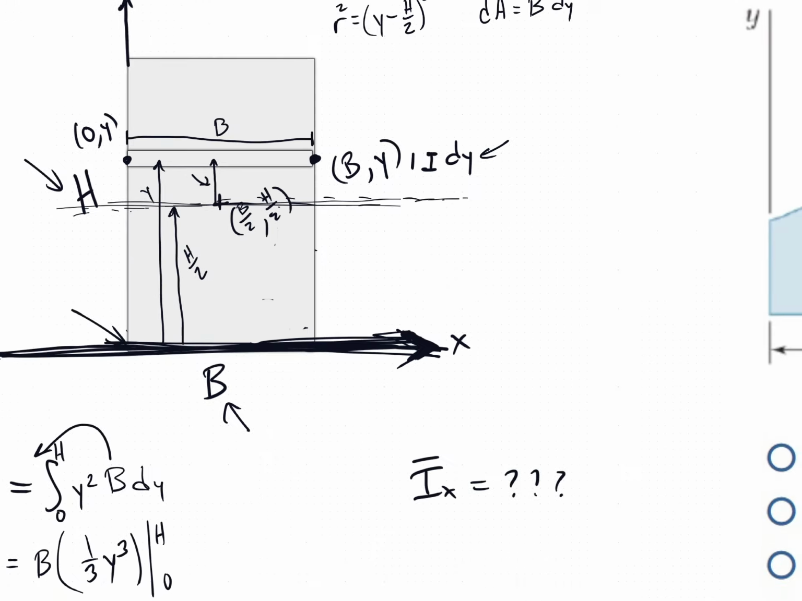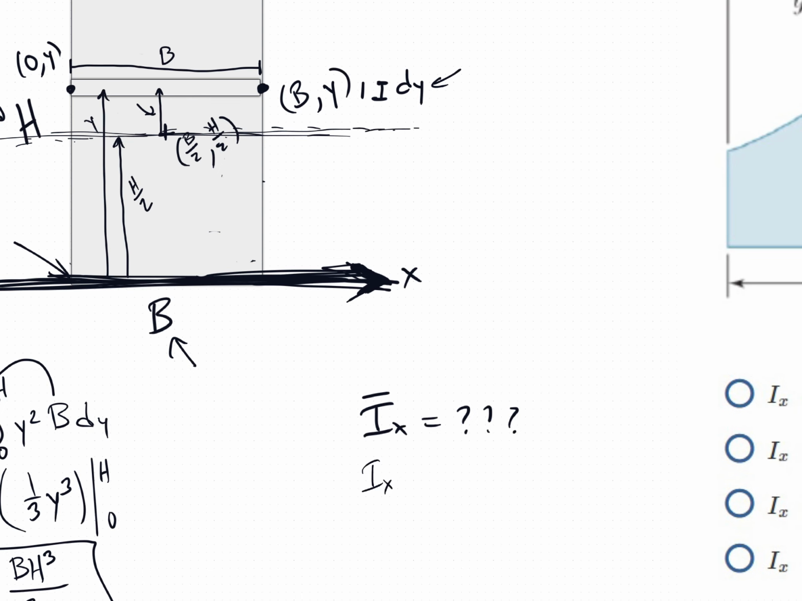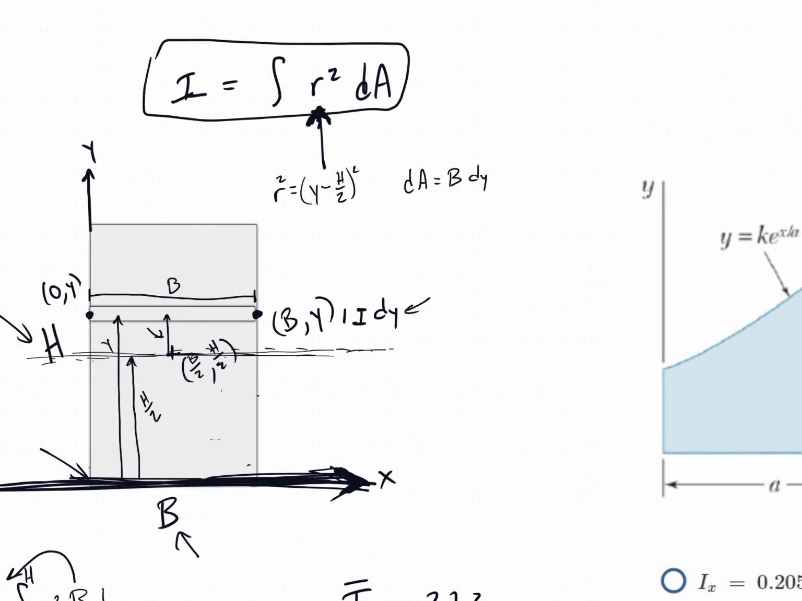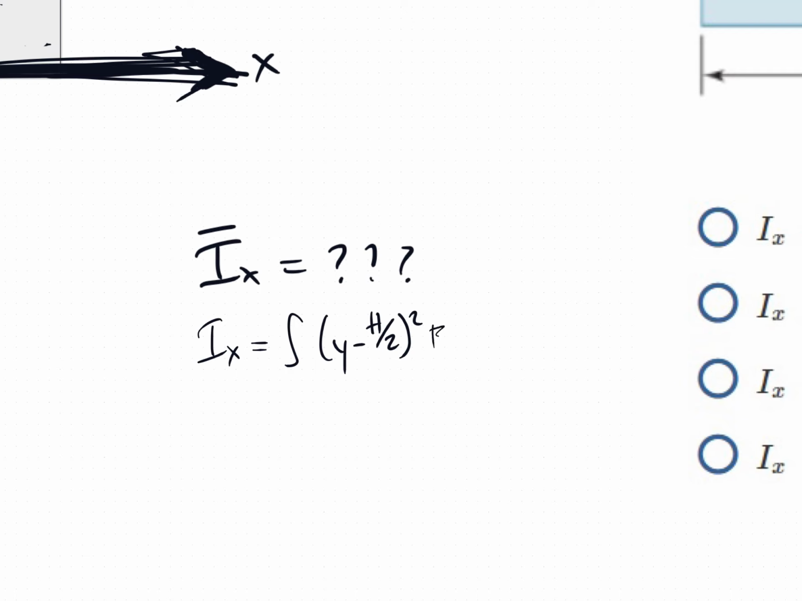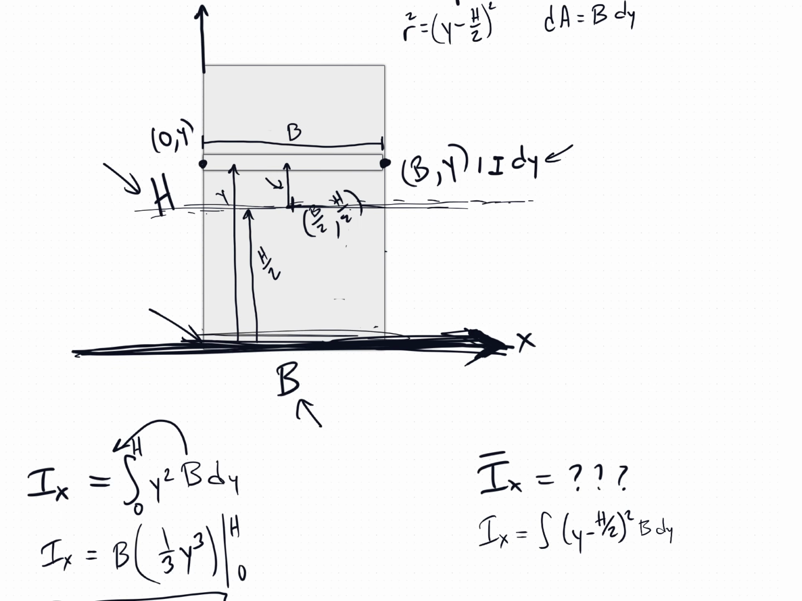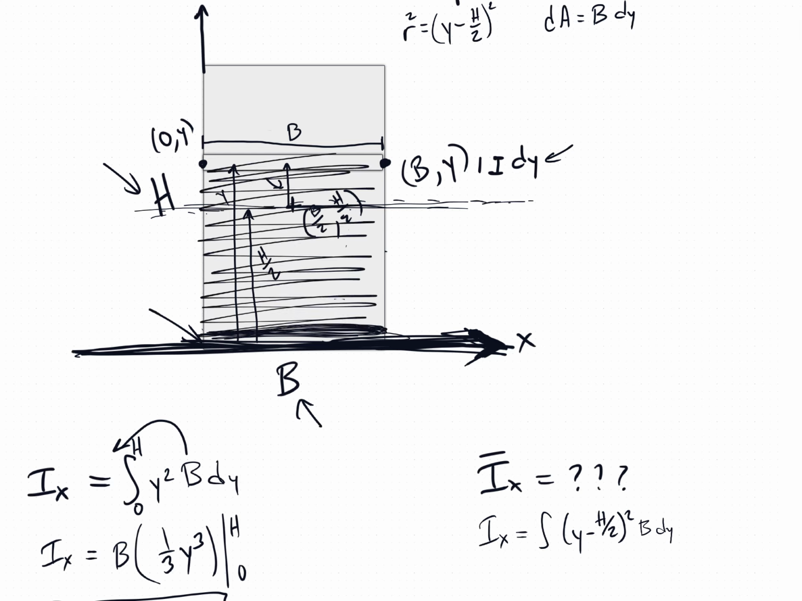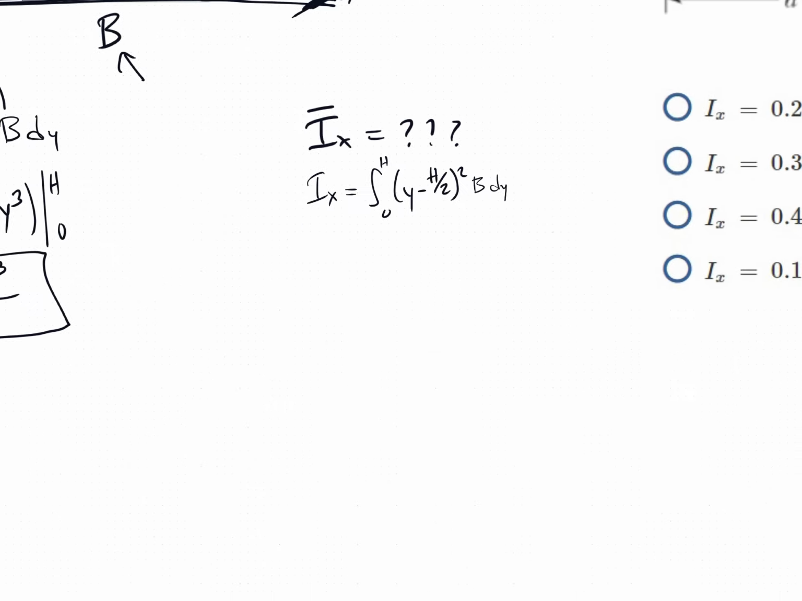Okay, so let's go down here. Let's get our Ix equals the integral of r squared, which is y minus h on 2 squared. So this is going to be y minus h on 2 squared. And dA, b dy. Now the last thing we need is our limits of integration. So we're going to go up here and we're going to, let's see. So again, we're starting at y equals 0. And we've got all these boxes and we're stacking them all up until we get to y equals h. Okay, so now we just have to solve that.